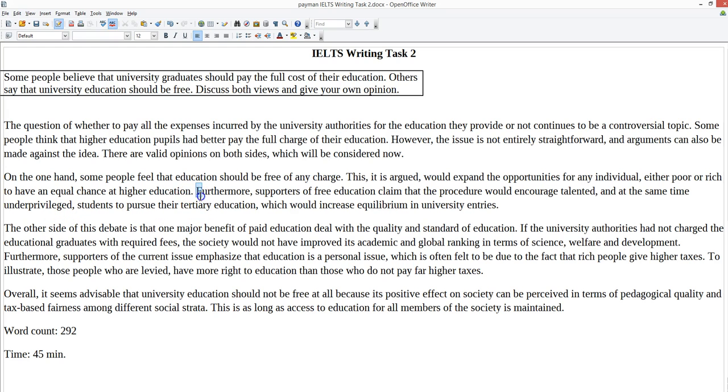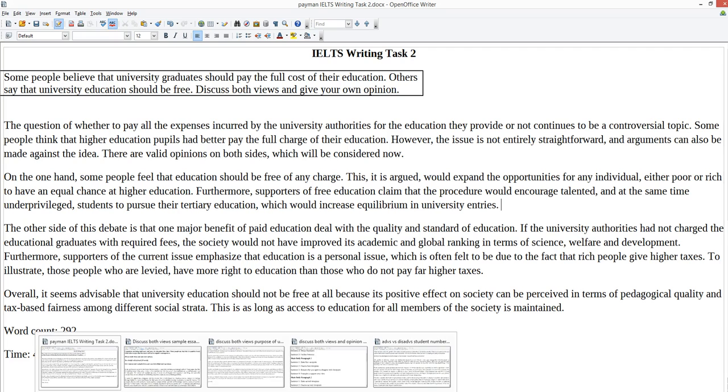Well, that's basically the same as the previous idea. Expand opportunities, at the same time underprivileged. So this is basically saying the same thing twice. And we have no example. There's no specific example here. So let's take a look at another example.